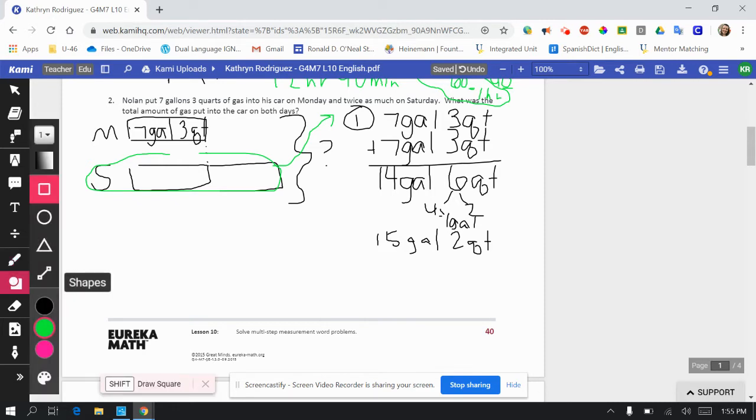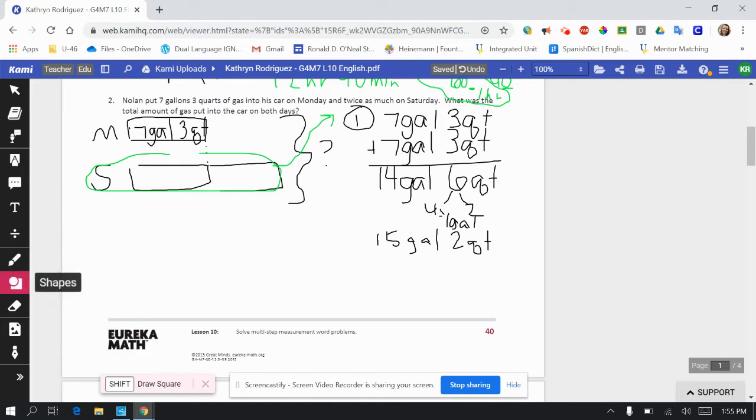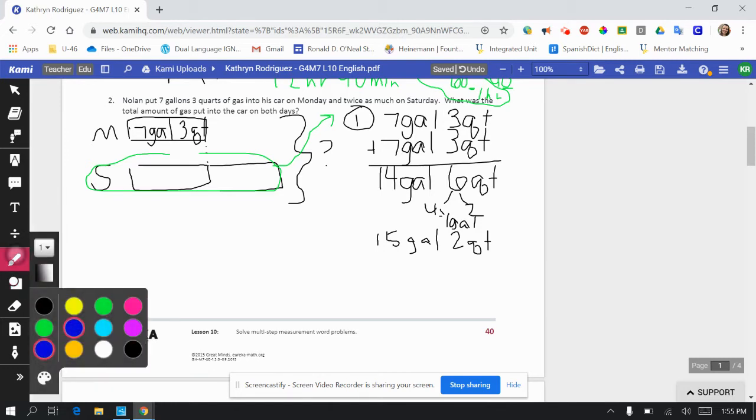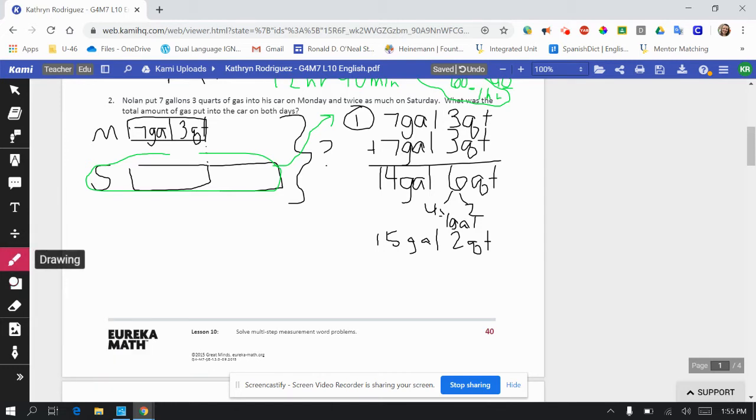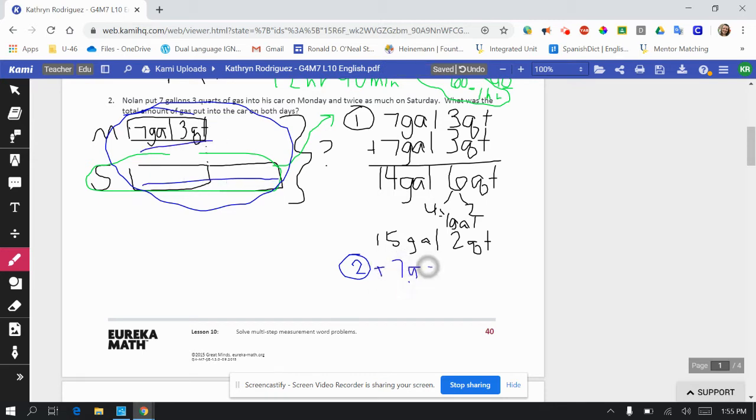Now I'm going to go with step 2. Step 2, they want to know all of it. So I figured out Saturday. So now I just need to add the Monday. So I'm going to go ahead and just continue my problem here. 7 gallons, 3 quarts, add that up. 5 quarts and 22 gallons.